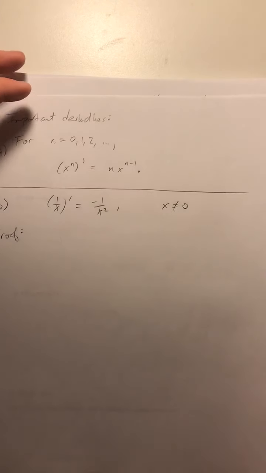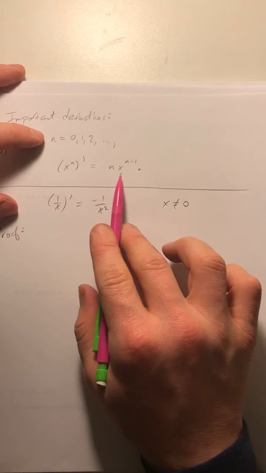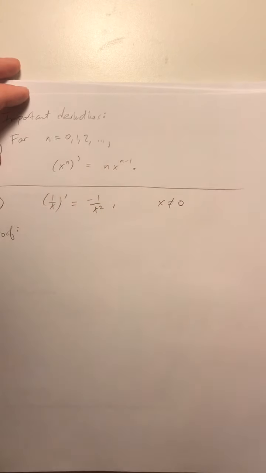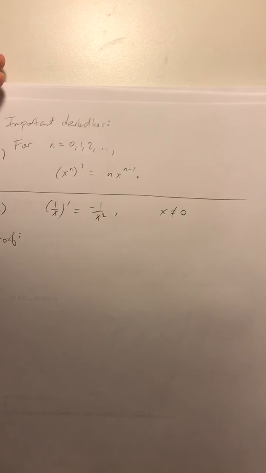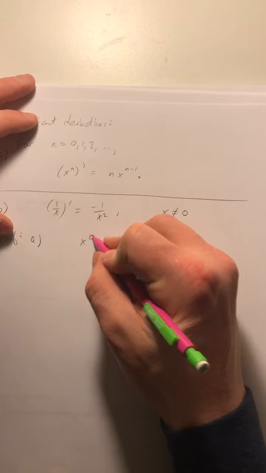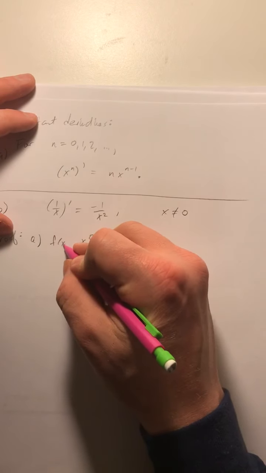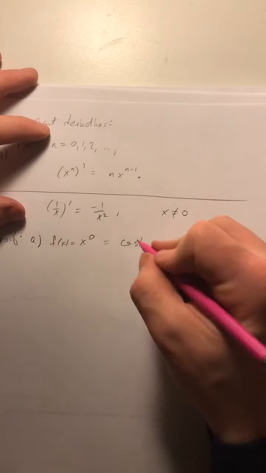So now I'm going to do some important derivatives. Okay, so we know the power rule: the derivative of x to the n is n x to the n minus 1, where x is a variable and n is a constant. So right now I'm going to prove it for n equals 0, 1, 2, etc. Okay. So x to the 0 is constant. So let's say f of x equals x to the 0, which is constant.